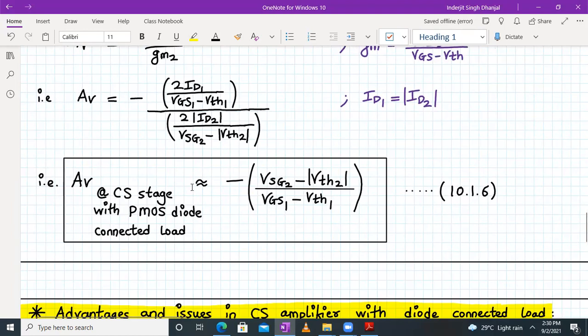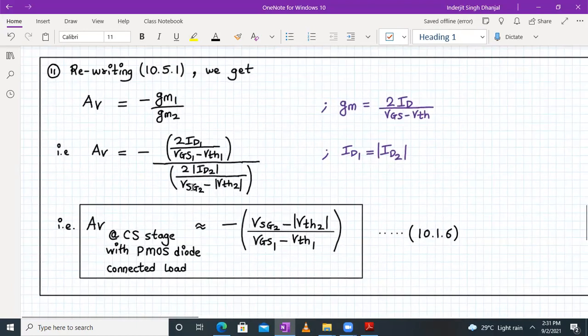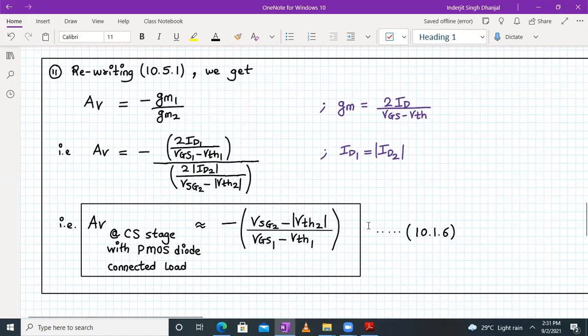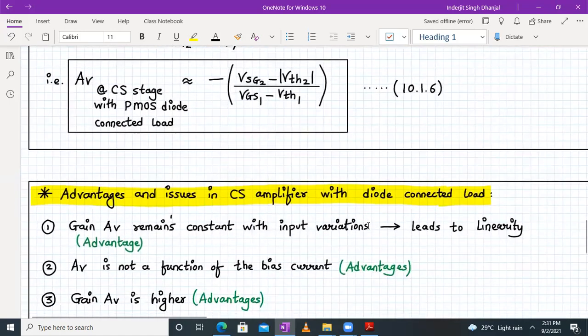So alternatively, this is also the expression for small signal voltage gain of a common source amplifier with a PMOS diode connected load. Fine. So have a look at what we have done, and then we will proceed to the next topic. Okay. So let's move forward.